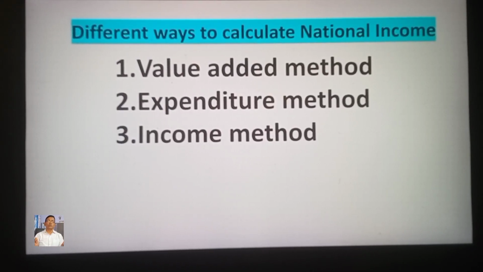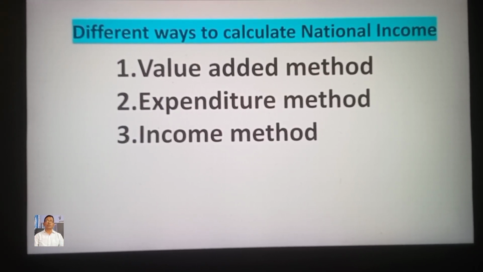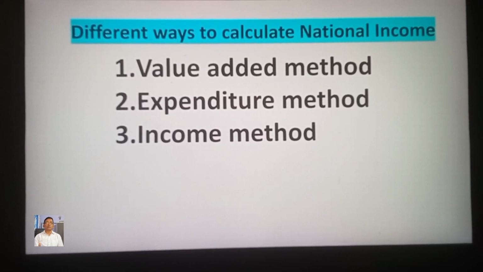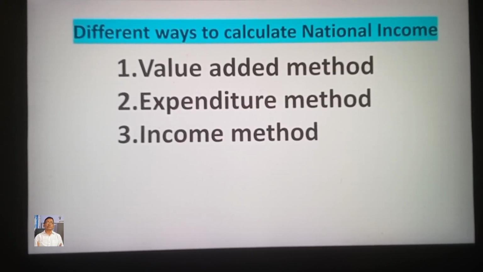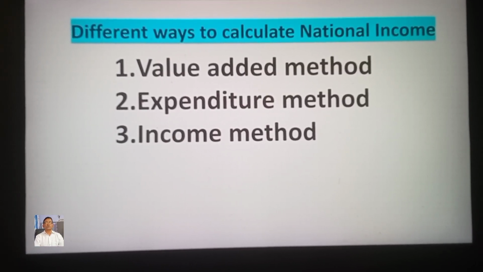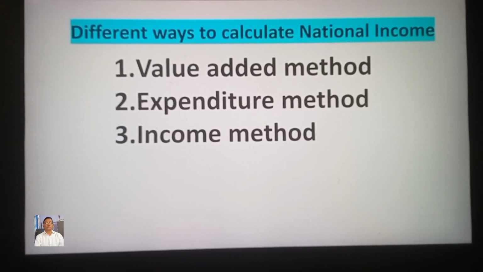Third, income method: profit, dividends, income, wages, rent. This is total income received by people in the economy. For example, firms have to pay workers to produce the output. Therefore, income flows from firms to households.